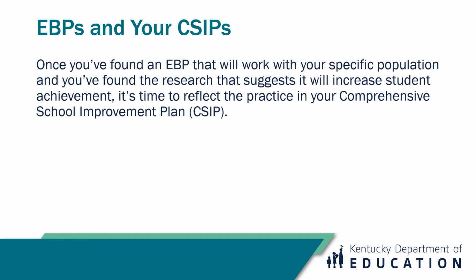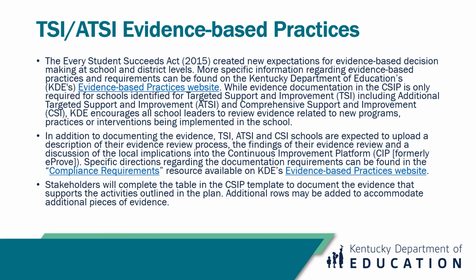Once you've found EBPs that will work with your specific population and the research that suggests it will increase student achievement, it's time to reflect the practices in your comprehensive school improvement plan. In the goal building template, there's a section that provides guidance on filling out the evidence-based practices chart. This section provides resources and information to guide each TSI, ATSI, and CSI school to complete the process.